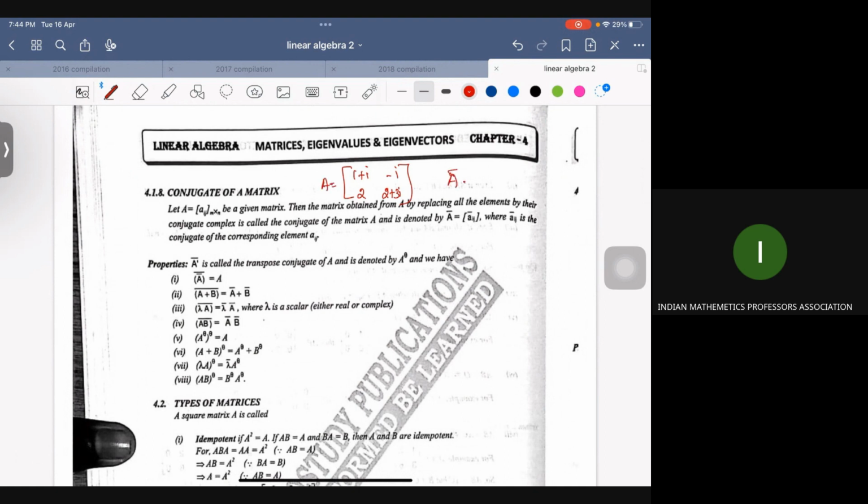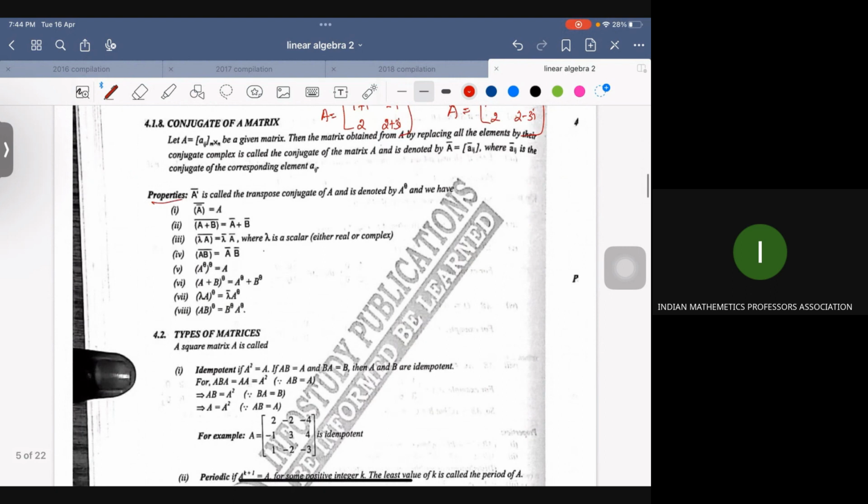A bar, the conjugate matrix. A bar is nothing but replacing each element with its conjugate. That is, 1 plus i conjugate is 1 minus i. Minus i conjugate is plus i. 2 is a real number, so it takes the same value. 2 plus 3i becomes 2 minus 3i. So A bar is nothing but A conjugate.